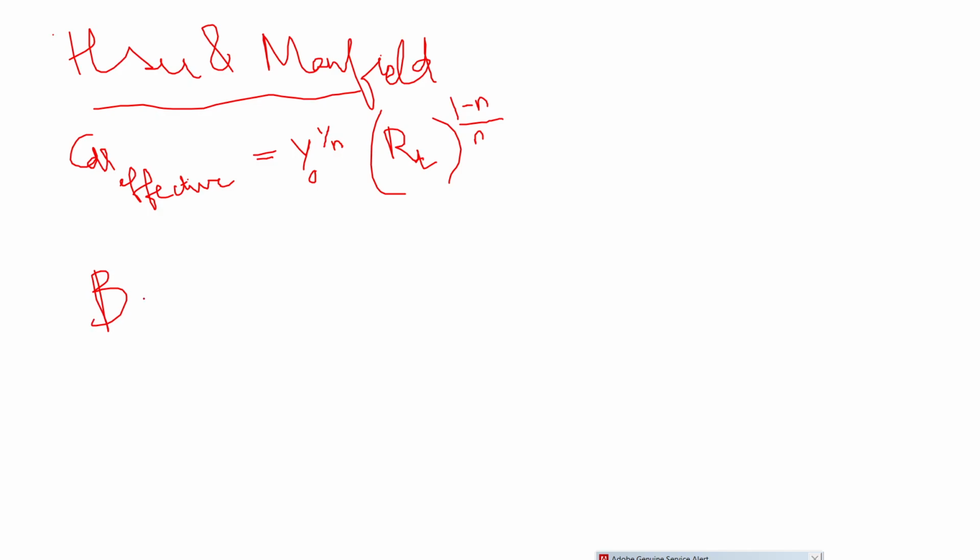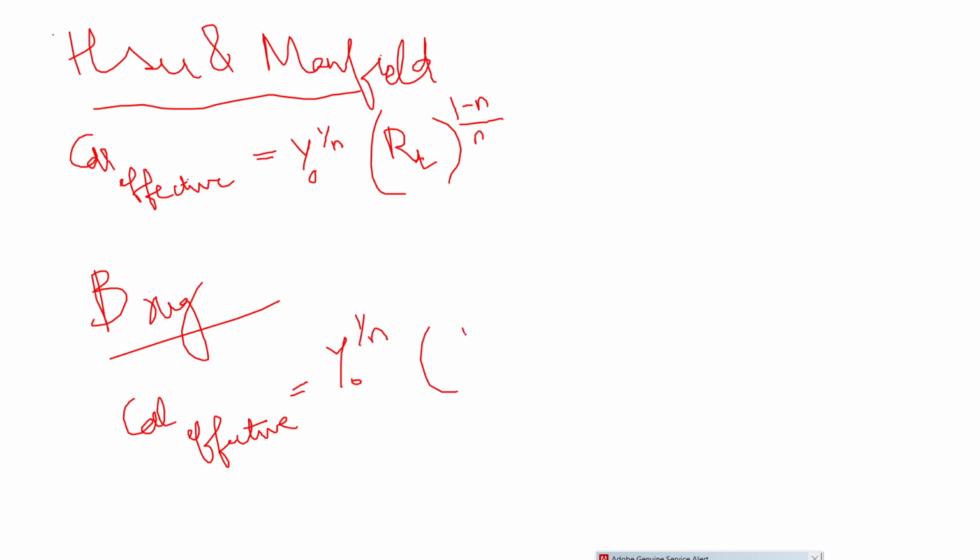Now similarly, you also have a formula based on Brug's formula. Okay. Which says CDL effective equals Y0 raised to 1 by n, and so on. There are some empirical formulas which are used to find out the effective CDL value, and this is how it is formed.